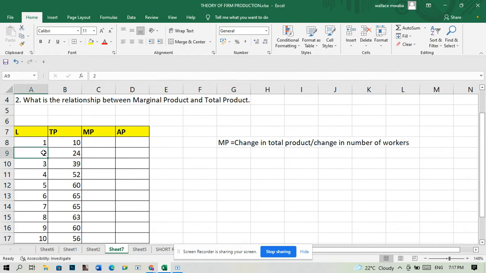As we can see, the change in the number of workers is constant. We're just increasing workers one by one, so the change in the number of workers will always be one. Our denominator is always going to be one, so we're concerned with the figures in the change in total product. For one worker, there is no marginal product because we do not have information before this first worker, so we leave it blank.